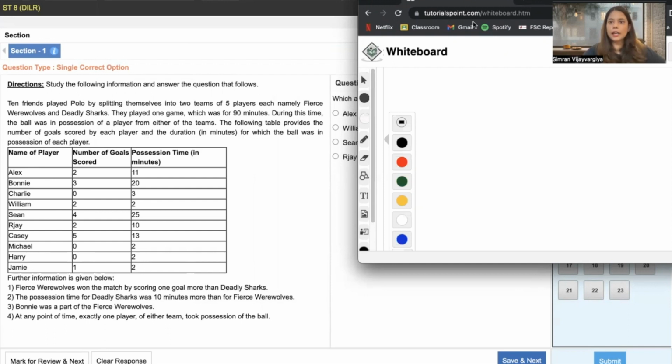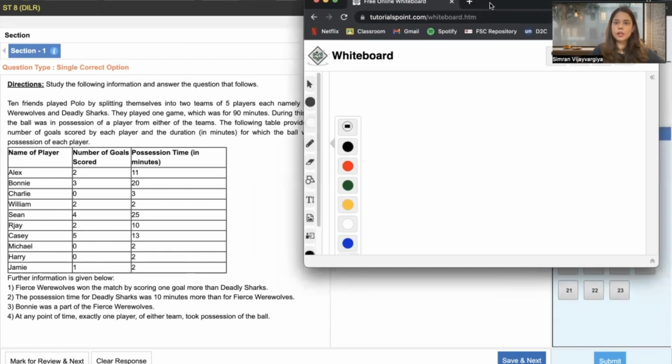Great. So we have two teams. This is Fierce Werewolf, and then we have Deadly Sharks. So there's some information given below. Fierce Werewolf won the match by scoring one goal more than Deadly Sharks. So I'll count the number of goals first.